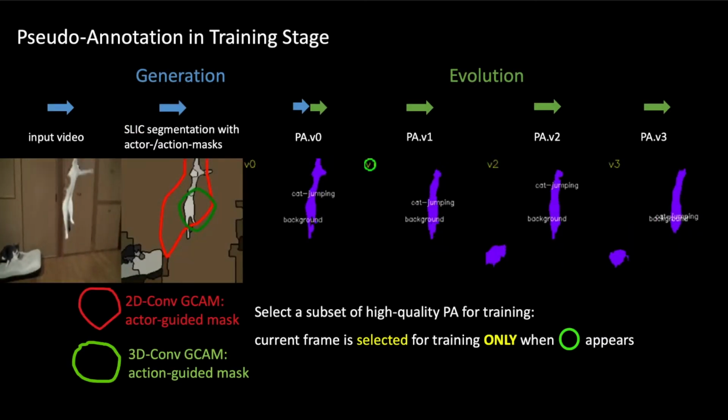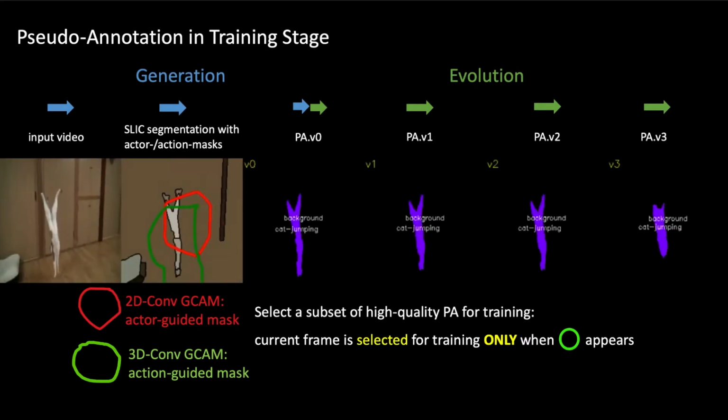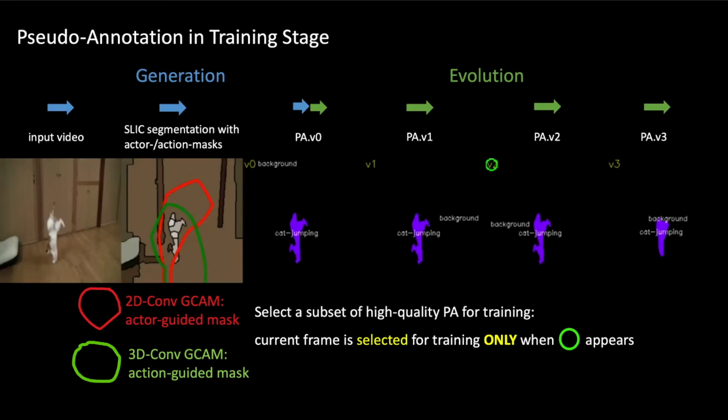Given a video clip, we overlay the red actor-guided mask and the green action-guided mask on a sleek segmentation map to generate the initial pseudo annotation, which then enters the evolution loop from version 0 to version 3. Note that only annotations with a green circle are selected for training.